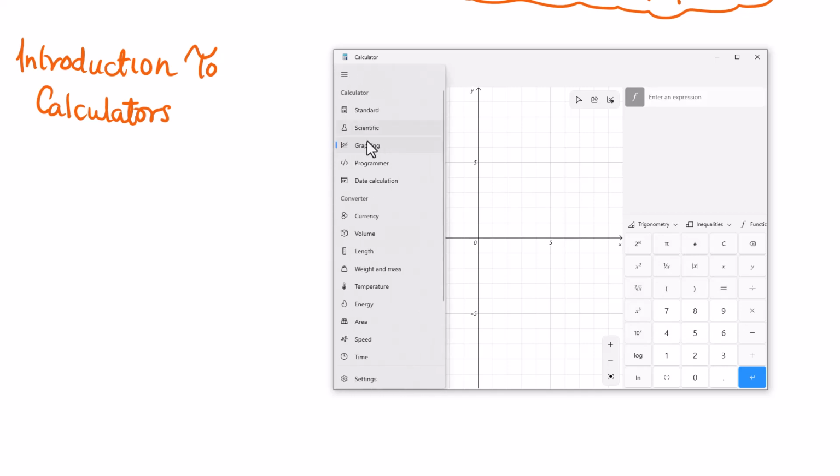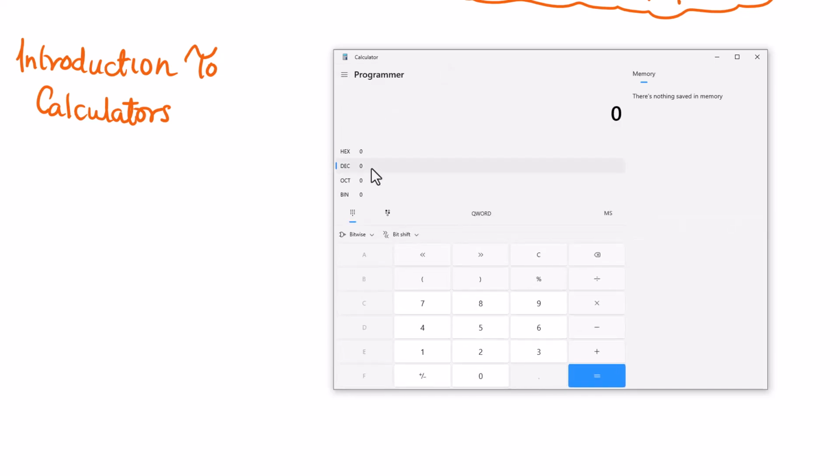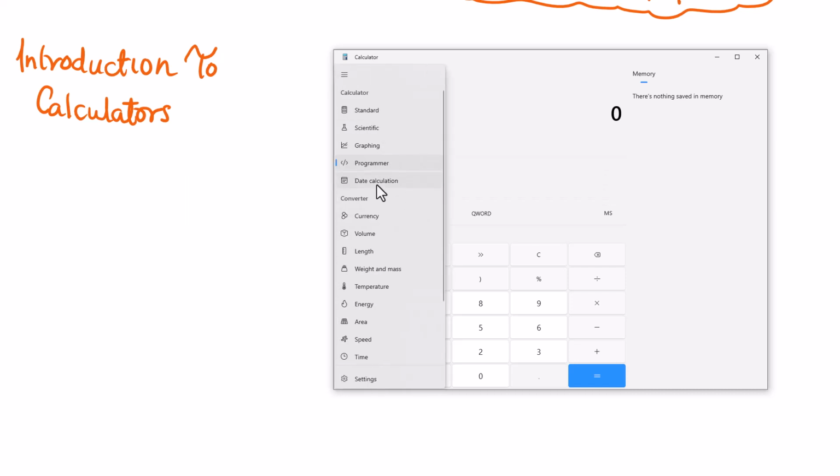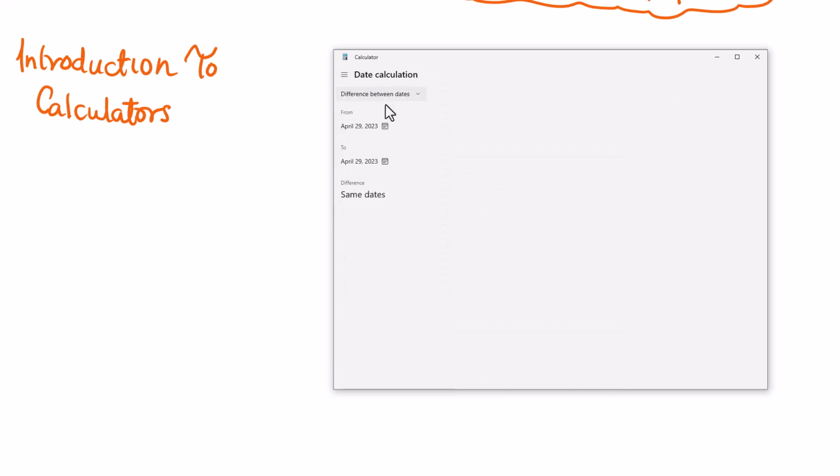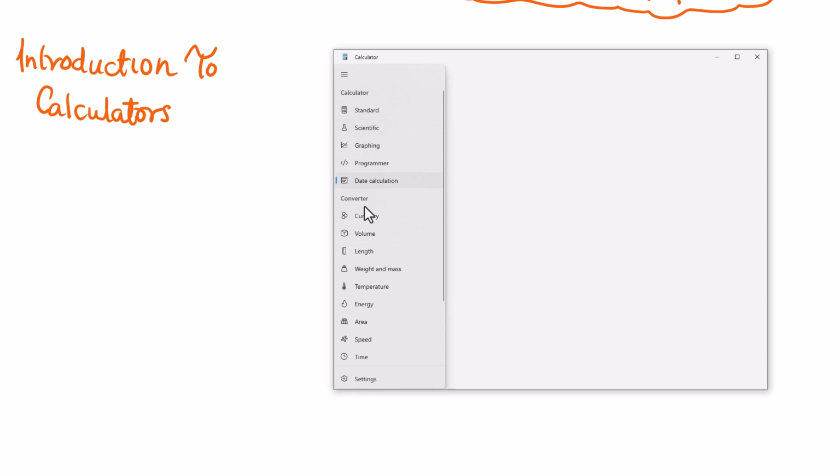And next here is programmer, where we don't really need to use this for our specific level, but as you move up to higher levels, you're going to be exploring more of this, alongside date calculator, where you can actually make use of this. Other notable mentions are converters, where we have different units that represent a specific quantity, and you can convert from one unit to another unit within the same quantity.